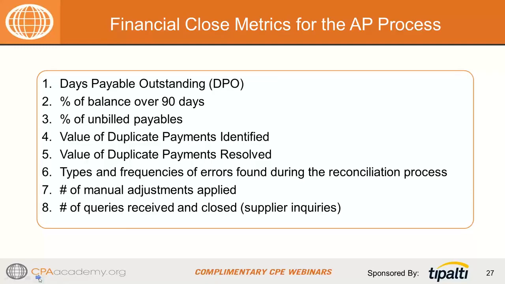Number 7, percentage of or number of manual adjustments applied. And one that a lot of companies are starting to track and really pay attention to are the number of queries received and closed, and those would be supplier inquiries for the AP process. And many look at that support as a customer service type of process, and we want to make sure that any supplier inquiries are closed within a specific number of days. So those are the 8 financial metrics to consider for your AP process.